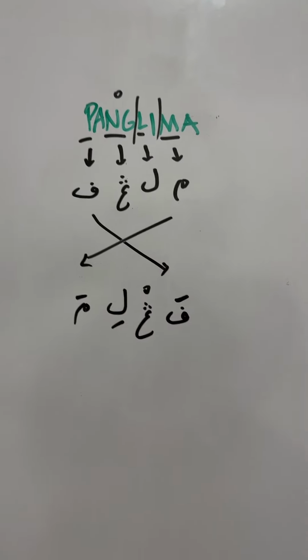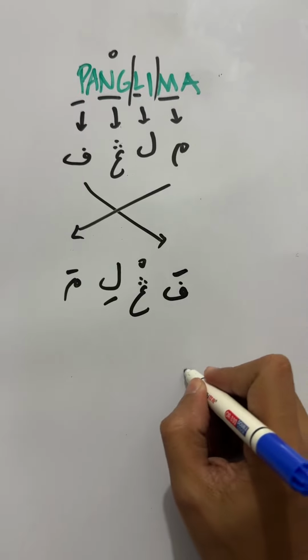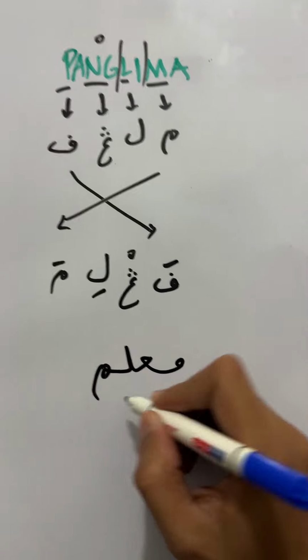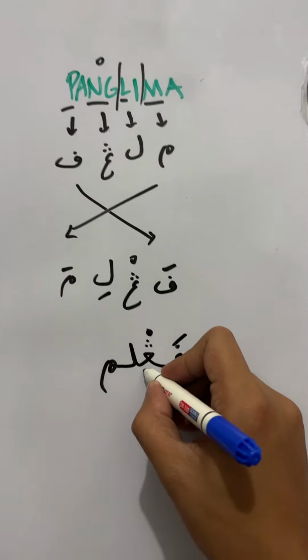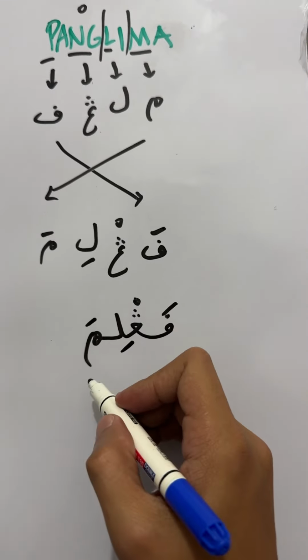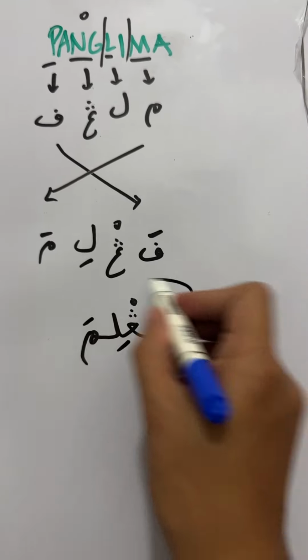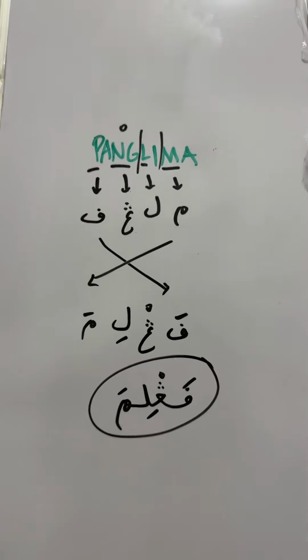Panglima. So how do we connect them? We have like this. So, pa taas pa, ano pang, lam baba li, harap pataas, ni mataas ma, panglima. That's how you write panglima in Sulat Sūg.